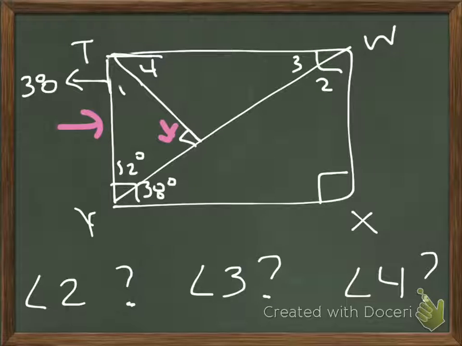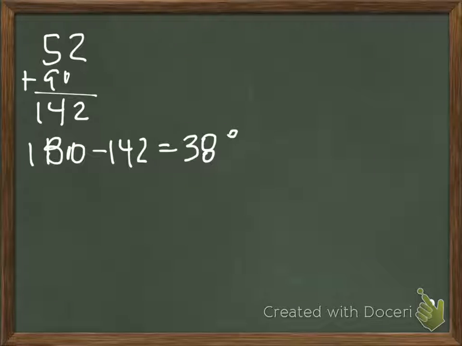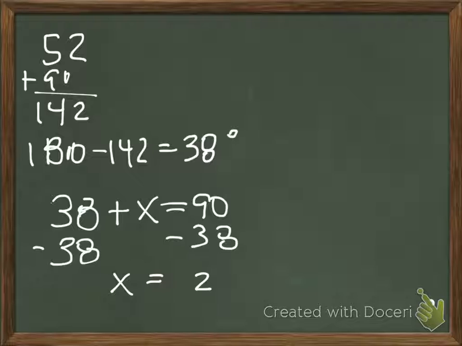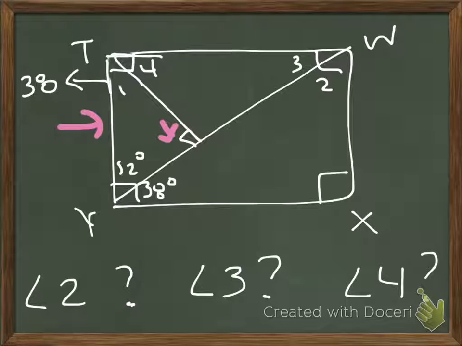Now, since 3 of these angles here in this figure are right angles, that means we can assume that the 4th angle right here, angle T, is going to be a right angle. So if we have 38 plus angle 4, that's going to be equal to 90. So 38 plus x has to be 90. So that's how we're going to find angle 4. So that gives me 52 for angle 4.